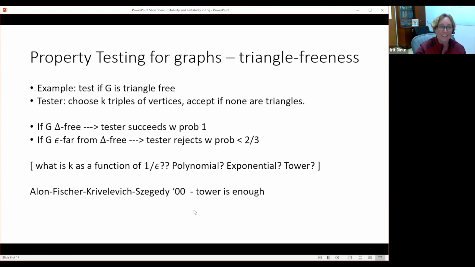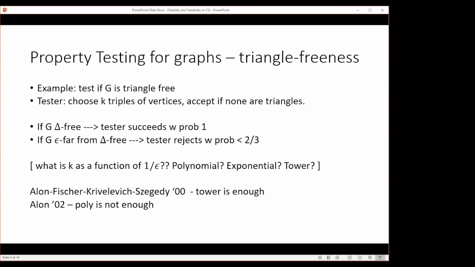So in fact, Noga showed that some counterexample related to the regularity lemma implies that you cannot do with just polynomial in 1 over epsilon. So they showed that a tower is enough. Polynomial is absolutely not enough. But where is it in the middle? It's an open question. I find it quite amazing because the question seems so simple, so combinatorial, you subsample, it should work, you just do the calculation. But no, something more complicated and interesting is going on here.